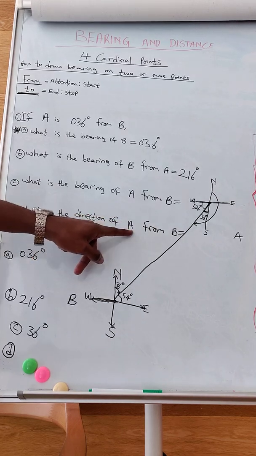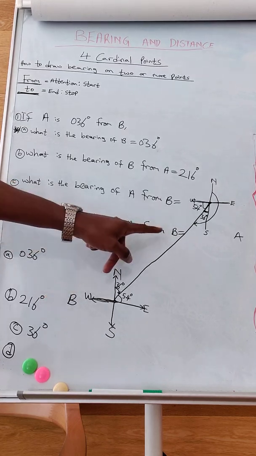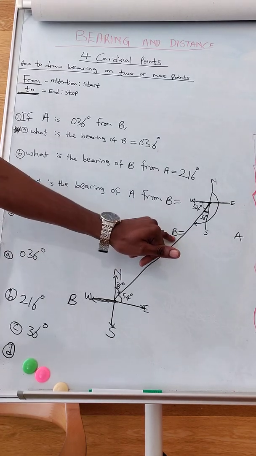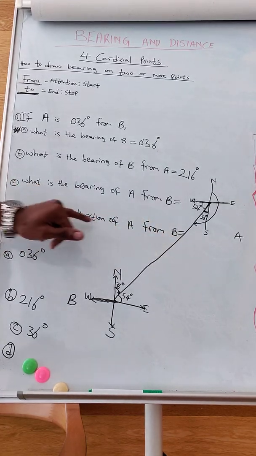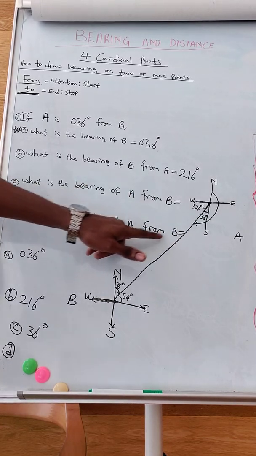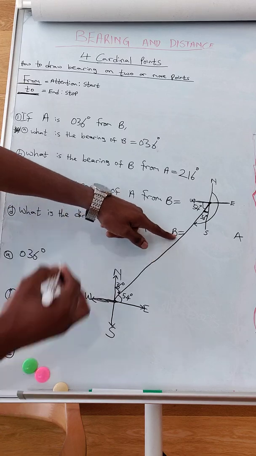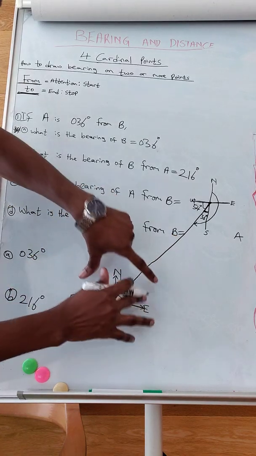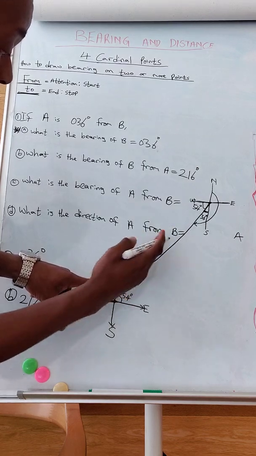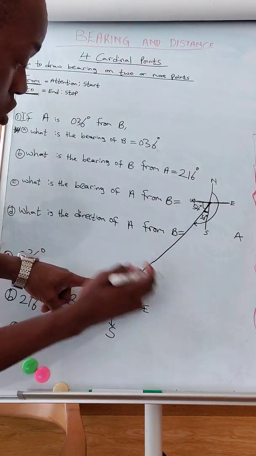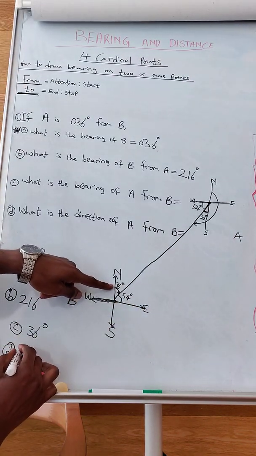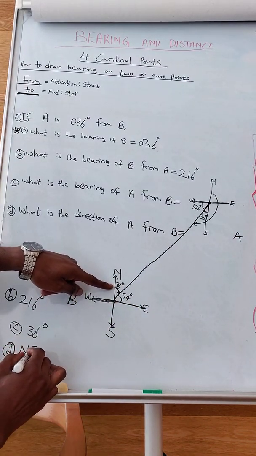Then the next one, the last question, what is the direction of A from B? You have to go to B. They can ask you what is the direction of B from A also, but this question is what is the direction of A from B. This is point B. The direction is going towards this direction. The direction is northeast.